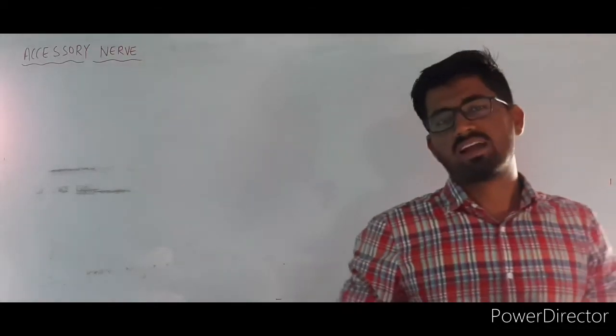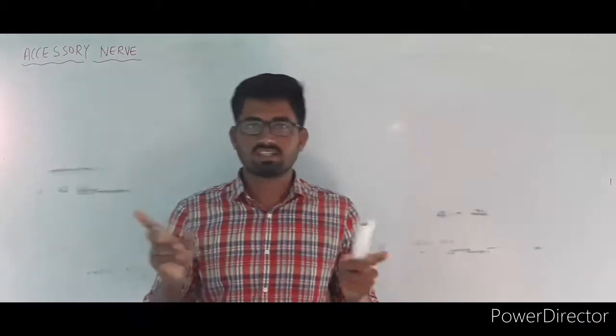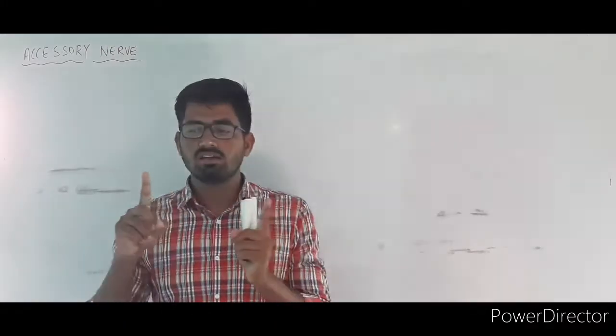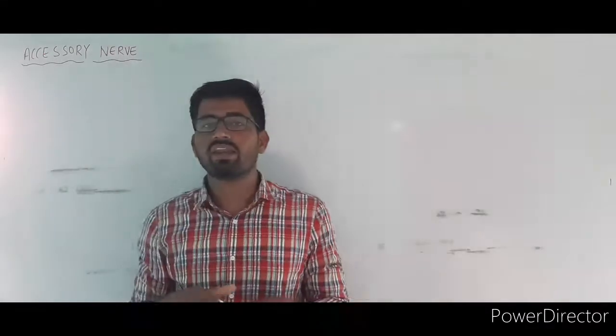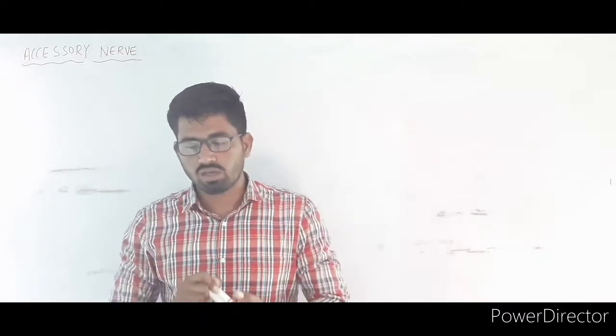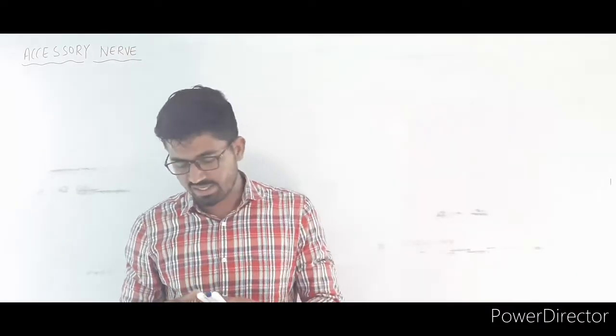So welcome back, guys, to this Zero to Hero series, and today we are going to discuss the 11th and 12th cranial nerves. The 11th is the accessory nerve, and the 12th is the hypoglossal nerve. One by one, we will discuss it.